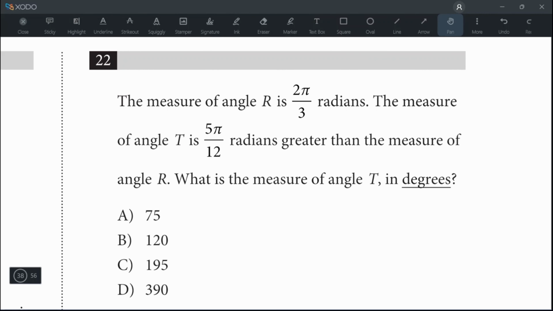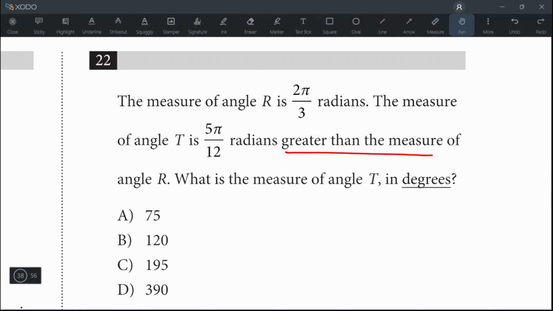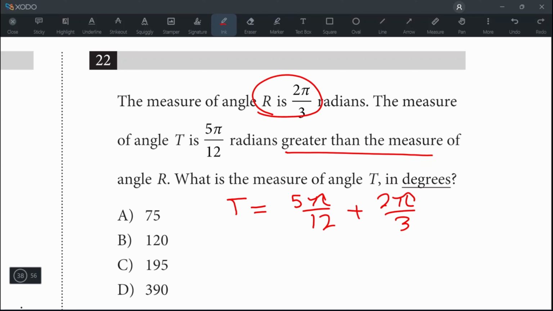Question number 22. The measure of angle r is 2 pi over 3 radians, and the measure of angle t is 5 pi over 12 radians greater than the measure of angle r. What is the measure of angle t in degrees? So t is equal to 5 pi over 12 plus 2 pi over 3. 2 pi over 3 is the value of r, and 5 pi over 12 is how much greater t is than r. So he wants the values in degrees.